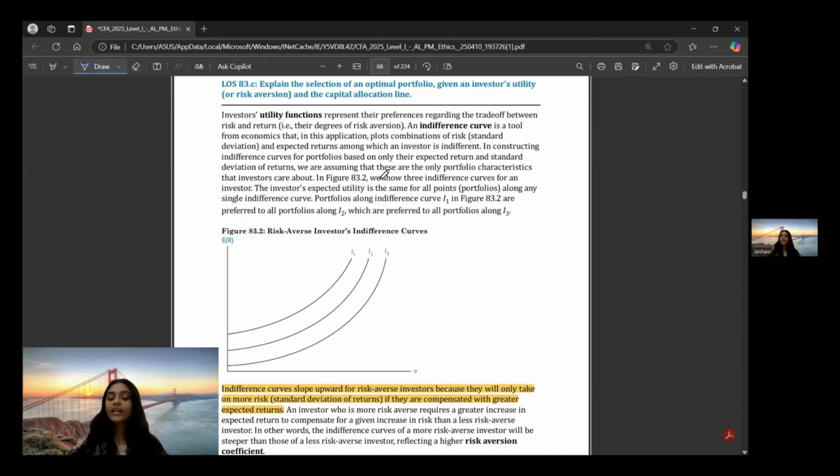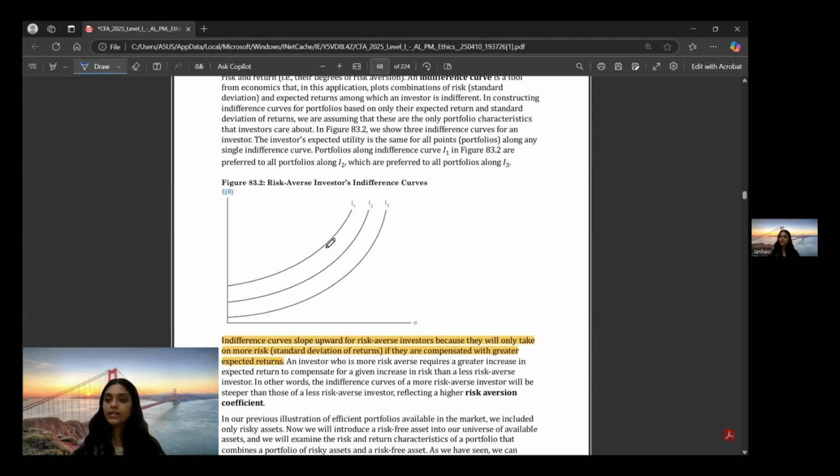So in figure 83.2, we show three indifference curves for an investor. The investor's expected utility is the same for all points, that is, all portfolios along any single indifference curve. Portfolios along indifference curve 1, I1, are preferred to all portfolios along I2, which are preferred to all portfolios along I3. Now, why is this so?